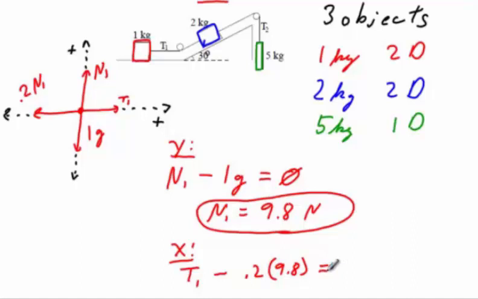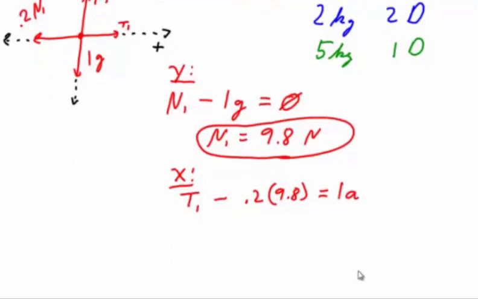And that is going to be equal to the sum of forces equals m times a. The mass is 1, and the acceleration is a. We don't know the value yet, so we just use a variable. This can be simplified a little bit by multiplying the 0.2 times the 9.8. That's going to give us 1.96. So we'll have tension 1 minus 1.96 is equal to a.